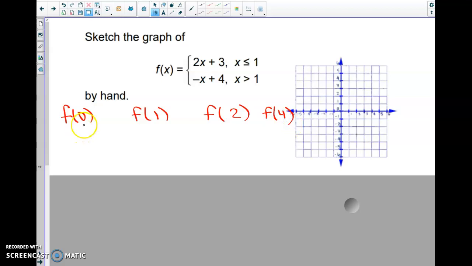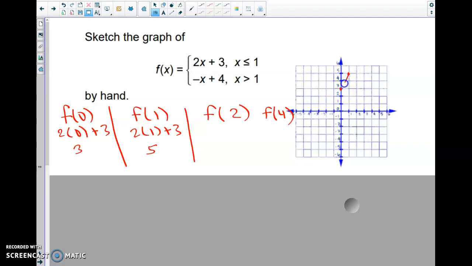f of 0: 0 is less than 1, so we're plugging into this one. f of 0 is 2 times 0 plus 3, that is 3. That is part of the top line. f of 1, still on the top line: 2 times 1 plus 3, that is 5. So for this top equation, it's a line with y-intercept of 3 and a slope of 2, and we are graphing up to and including when x is 1. So 0, 3, and 1, 5.